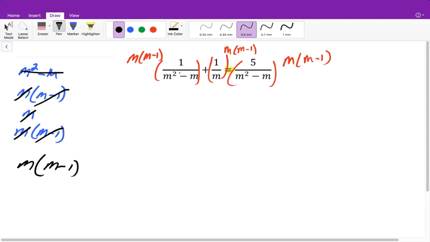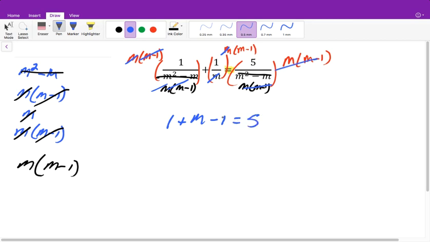And since these two factor out to m times m minus 1, these are going to actually cancel completely, because the m minus 1s will cancel and the m, so we're left with just 1. Here the m cancels, so we're left with 1 times m minus 1, which is just plus m minus 1. And here we're going to cancel these out as well, so it's equal to 5. Well, 1 minus 1 is 0, so we just get m is equal to 5. And then we would say m cannot equal 0 and 1.